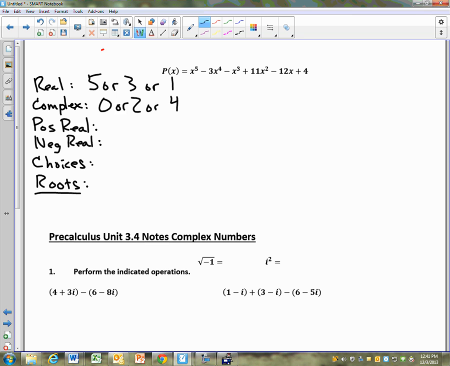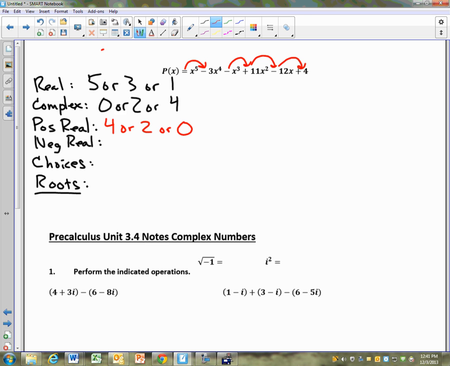Now let's look at our positive reals. That's the sign change here. Do I have a sign change here? Yep, positive to negative, so that's 1. Negative to negative, negative to positive, positive negative, negative positive. So I have 4 sign changes. So how many positive reals could you have? 4.